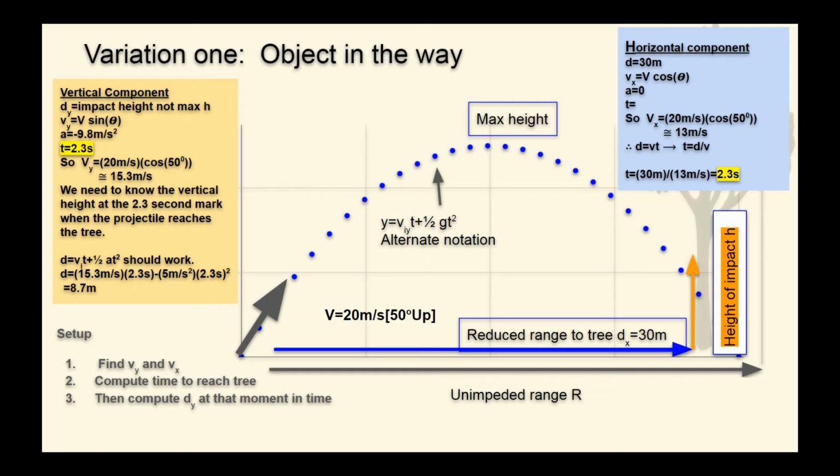You're not going to be able to find the maximum height by going, ooh, if it reached the tree in 2.3 seconds, maybe it was at max height half of that. No, the tree is completely destroying any symmetry in this problem because it's chopped off the parabola here. So if you want the max height, you ignore the tree and you go for a vertical speed of 0.